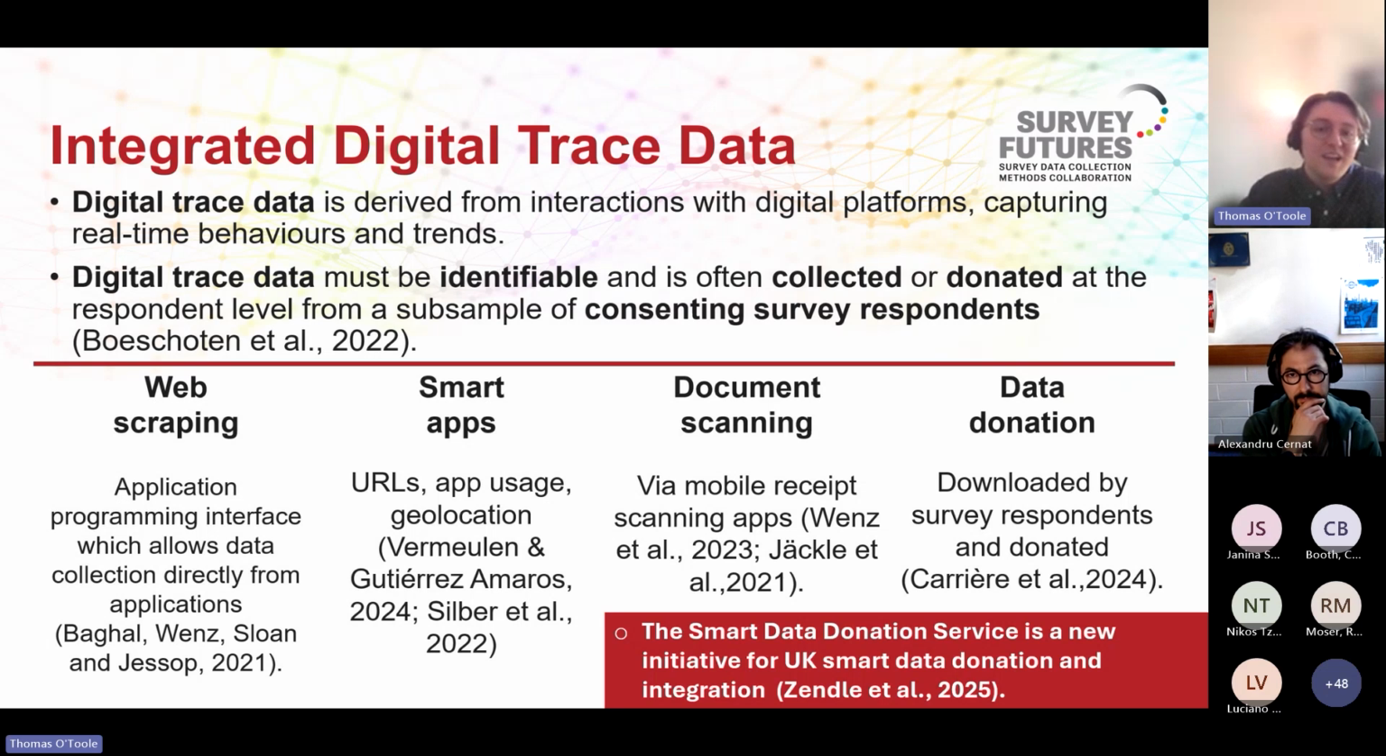Methods of collection here can include APIs and web scraping, smart tracker apps on your phone or laptop, document scanning, and data donation. And again, here it's just to point to the Smart Data Donation Service, which is a new initiative to bring together sources of digital trace data in the UK. This has just been set up, so something to keep an eye on.